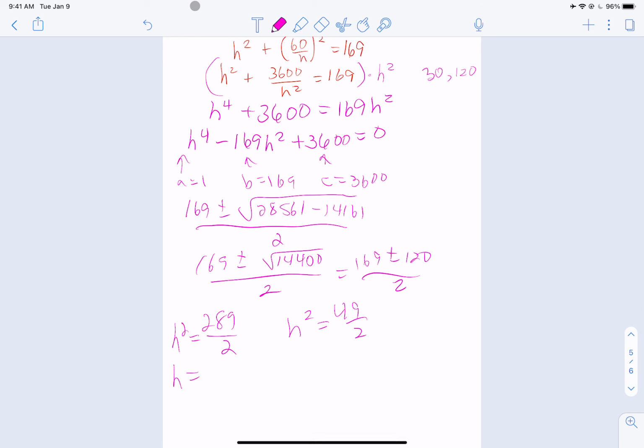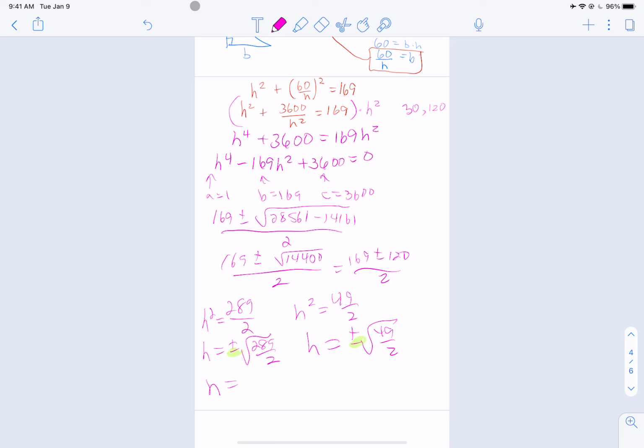And then we got a square root. So that is plus or minus the square root of 289 over 2, or plus or minus the square root of 49 over 2. Now, heights on a triangle cannot be negative. We can't have a negative height. So these ones we're going to throw out. And so our height could be positive square root of 289 over 2, or positive square root of 49 over 2.